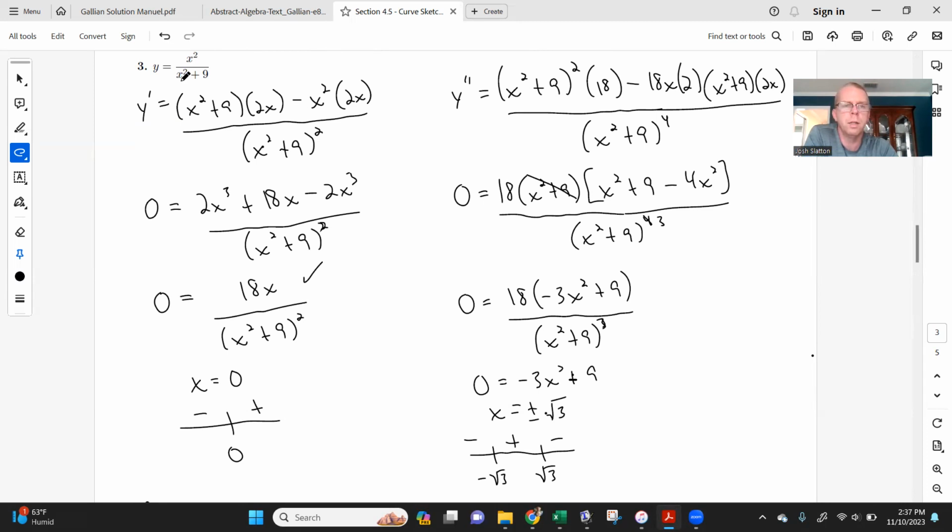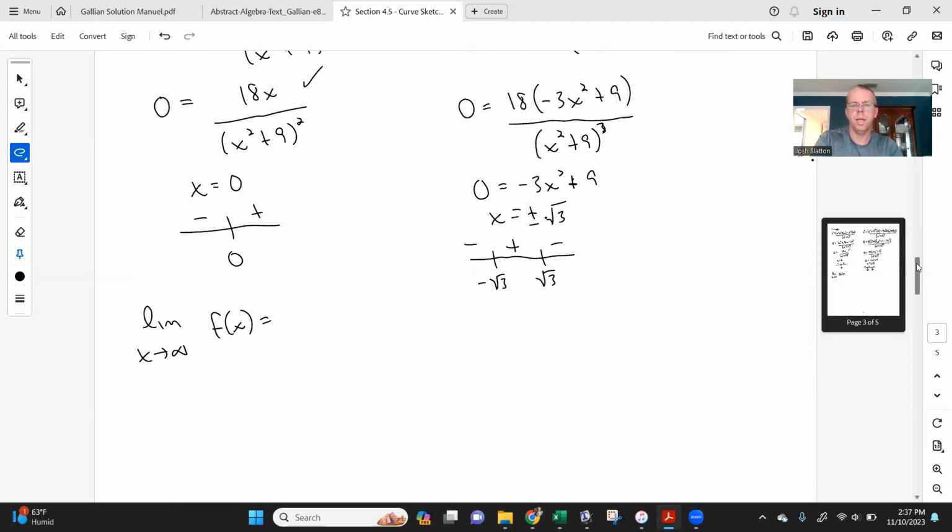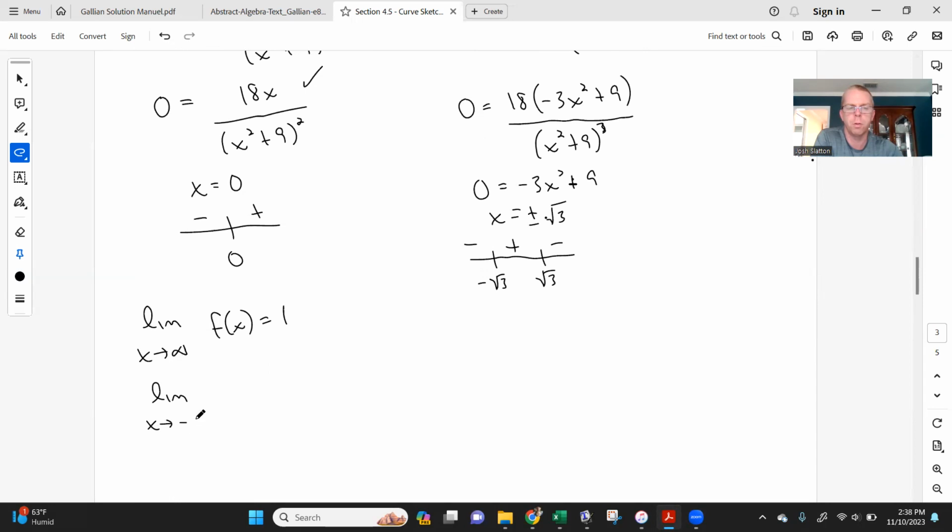we'll have 1, divide everything by x squared is what we're doing. 1 over 1 plus 9 over x squared. And then when you plug in infinity, the 9 over x squared goes away and we just have 1 over 1. So the limit as x goes to infinity is 1. And doing the same thing, we will see that the limit as x goes to negative infinity is also 1. So we have horizontal asymptotes at y equals 1, no matter which direction we go.